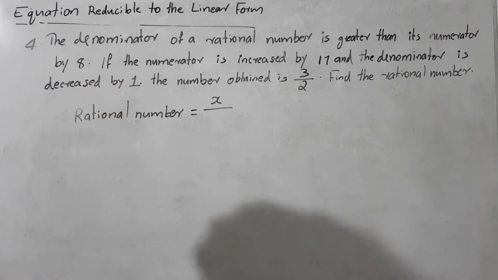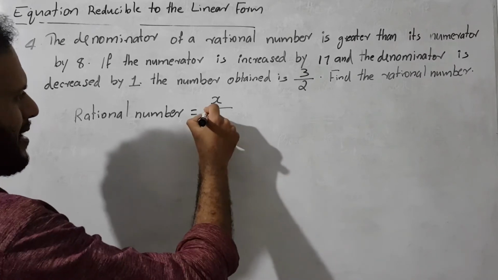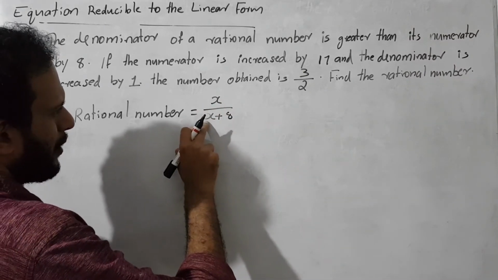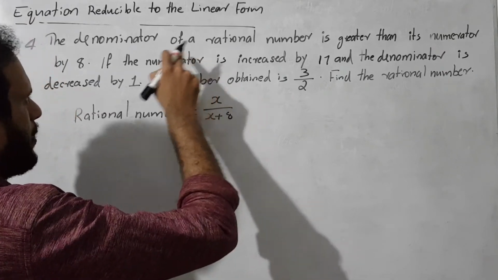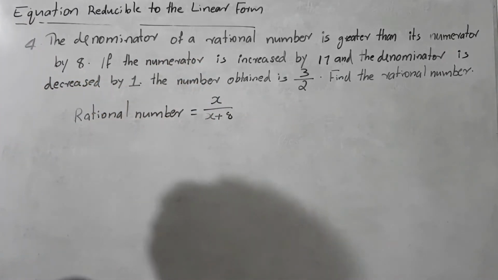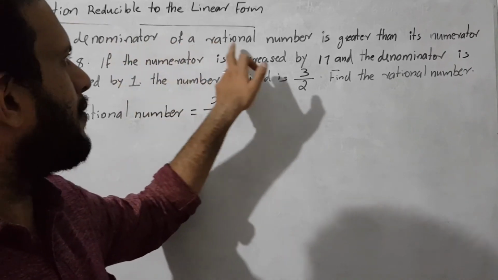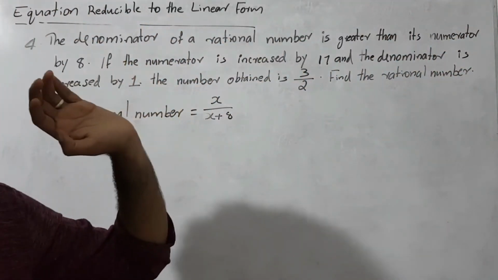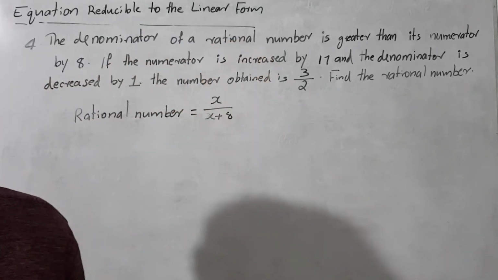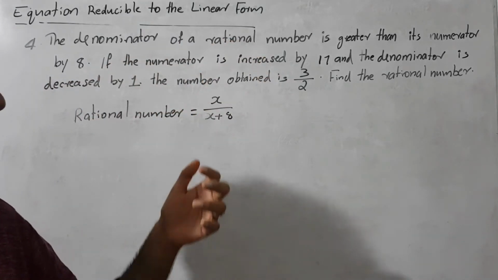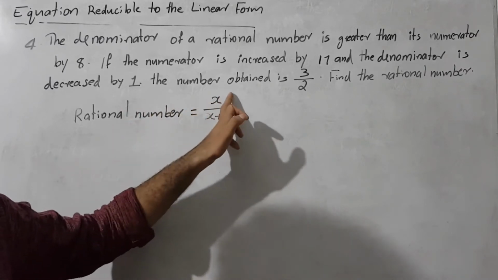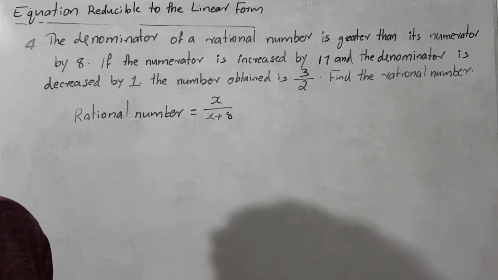Then how do we write it? 8 more than the numerator, we are representing it as x plus 8. The denominator of a rational number is greater than its numerator by 8. When it says greater, it is simply a plus. Then our rational number is x by x plus 8.